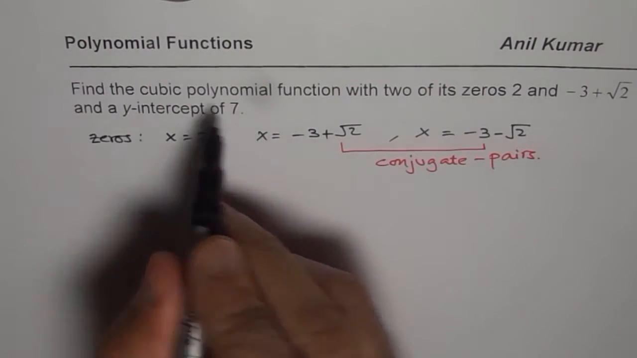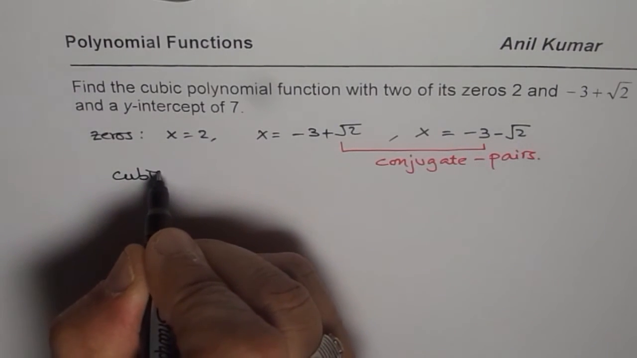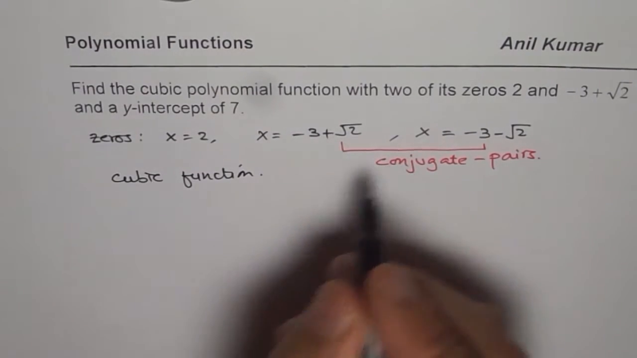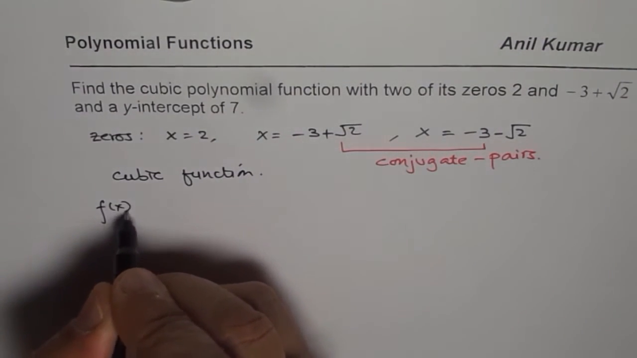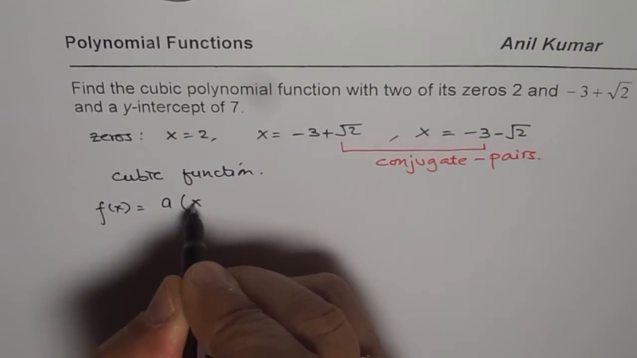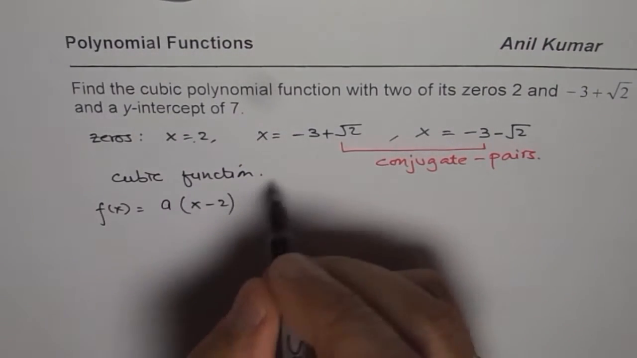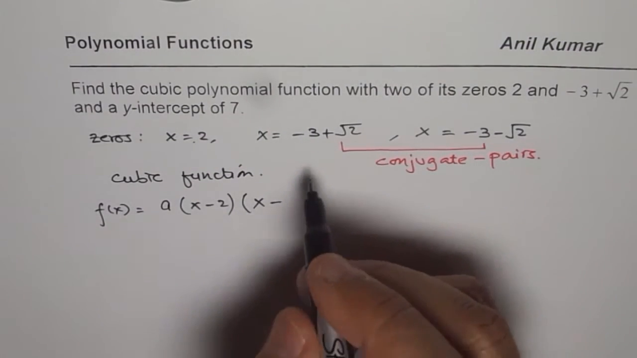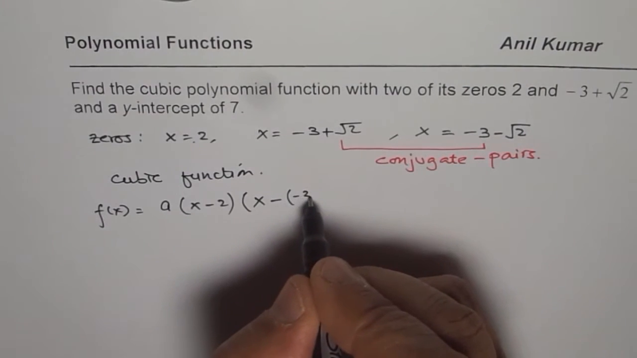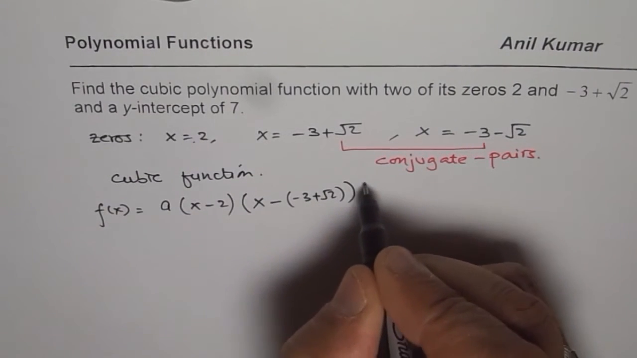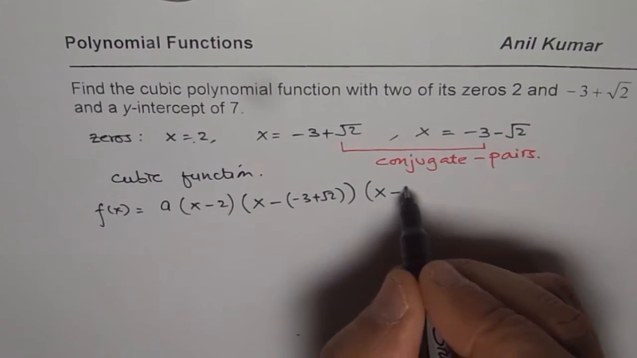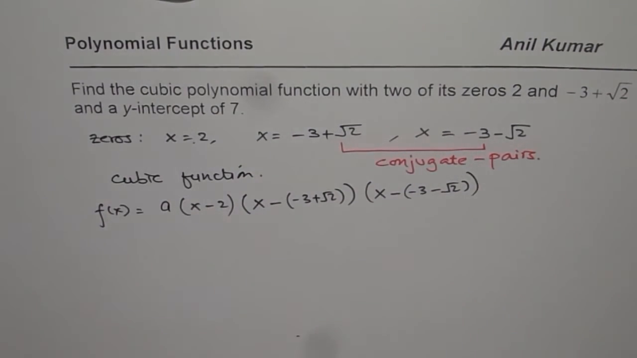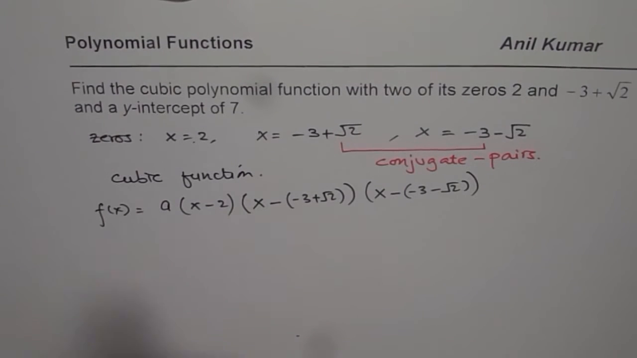Now we are looking for a cubic function. So cubic function means what? We have now three zeros, so we could write this cubic function as f of x equals a times (x minus 2). This is because of that zero. And then we have (x minus one of these zeros), which is minus 3 plus square root 2, and then (x minus the other zero), which is minus 3 minus square root 2. You get it? So that is how we can get the cubic function.